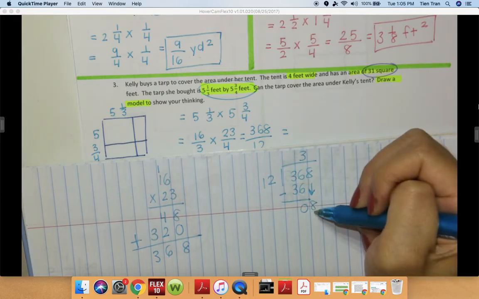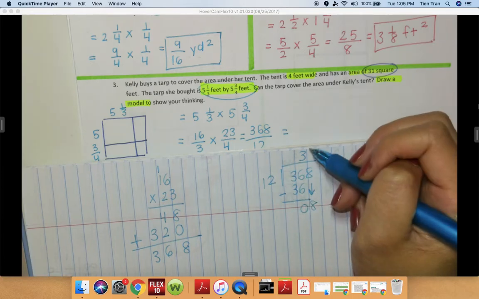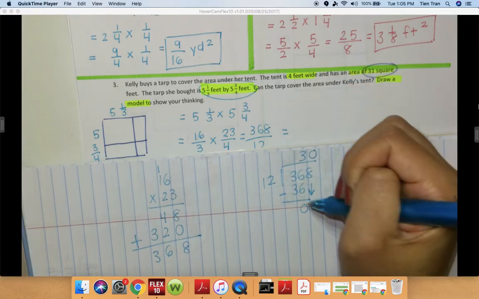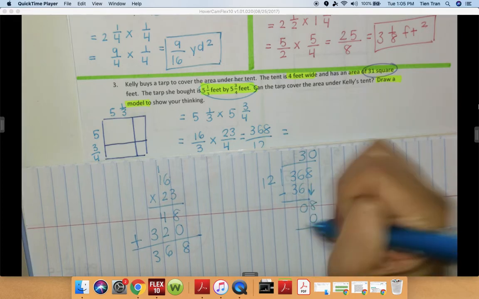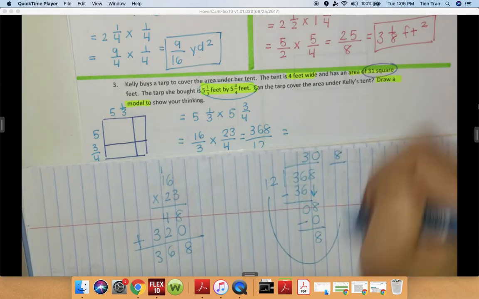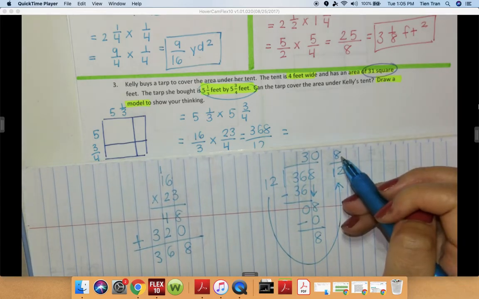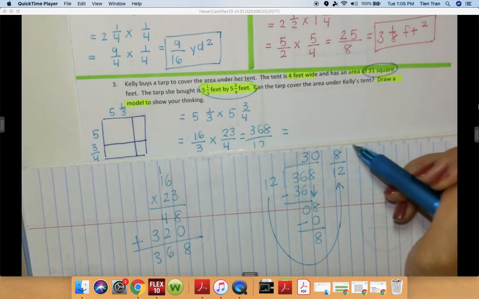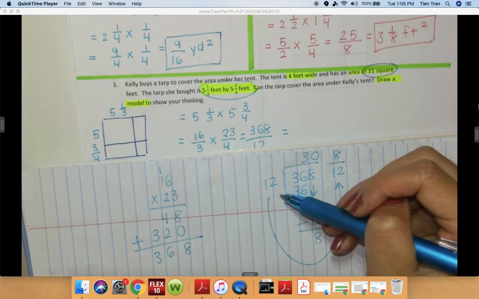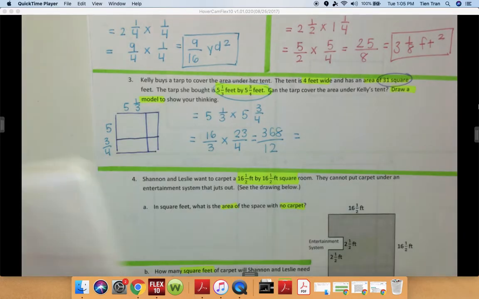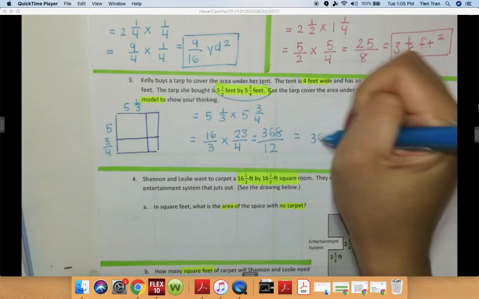12 cannot go into 8, but I still need to make sure I multiply a number, so 12 times 0 is going to give you 0. 8 minus 0 is 8. My remainder is 8, and my denominator is 12. And it looks right because 8 as my remainder is smaller than 12, so that's fine. If my remainder is bigger than my number on the outside, which is my divisor, then you're wrong. You need to try it again. You need to check what you did wrong. Maybe you can divide more. So my final answer is 30 and 8/12.